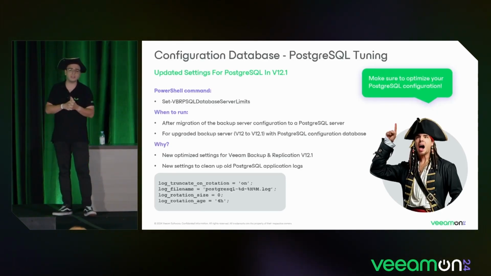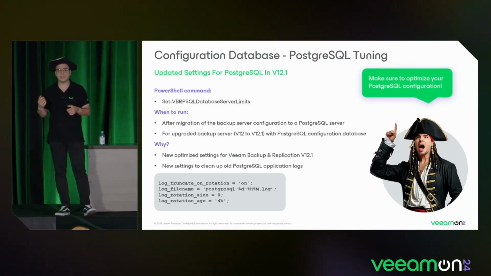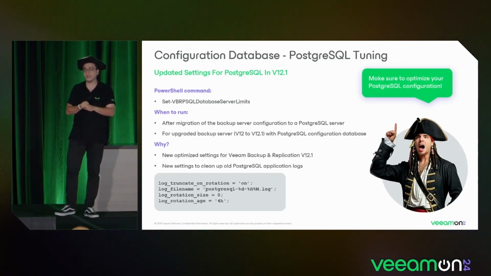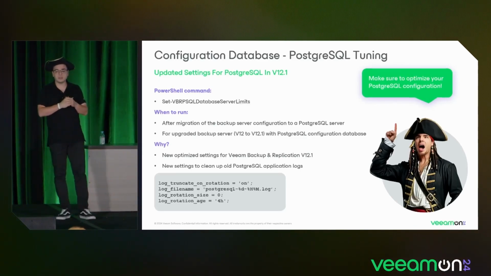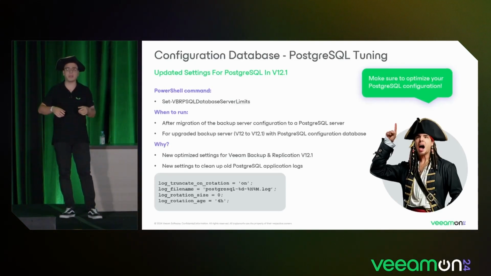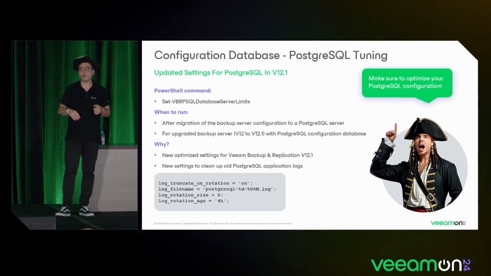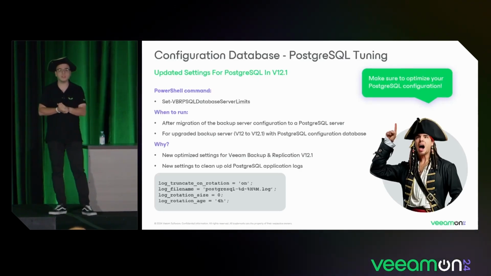And in almost all cases, we found out that the PostgreSQL server configuration was not optimized to be used by our product. Since we have support for PostgreSQL in version 12.0, we have this PowerShell command, Set-VBRPSQLDatabaseServerLimits. The PowerShell command prepares the configuration of your configuration database server on PostgreSQL with optimized configuration parameters, which depend on how much memory and how many CPUs your database server has.